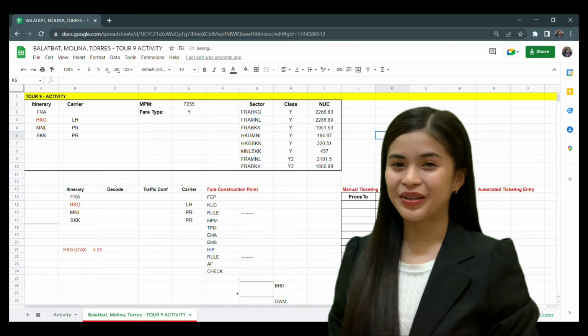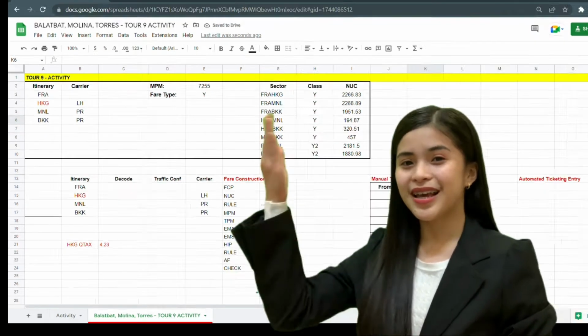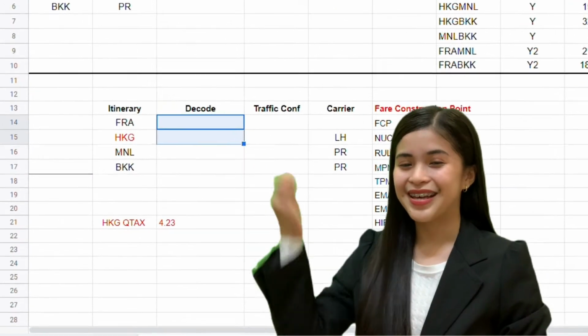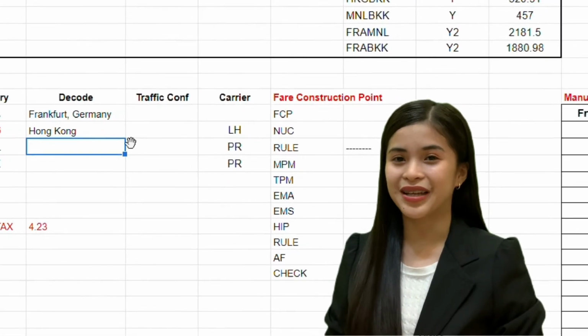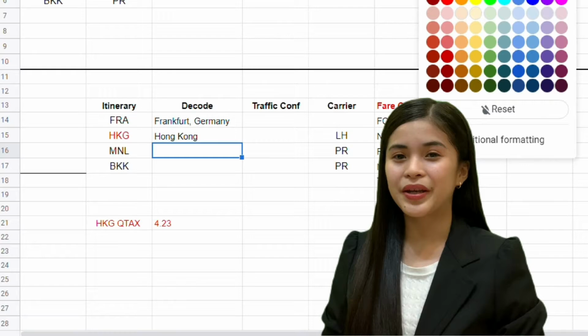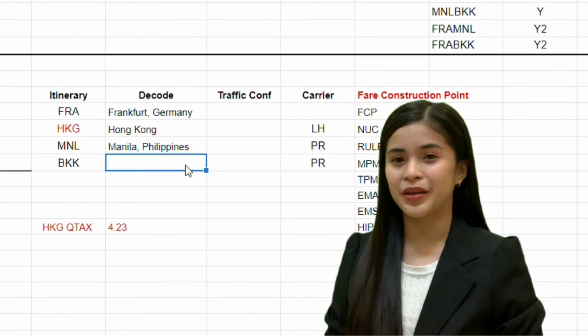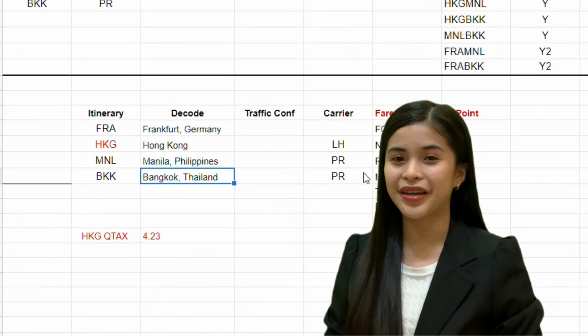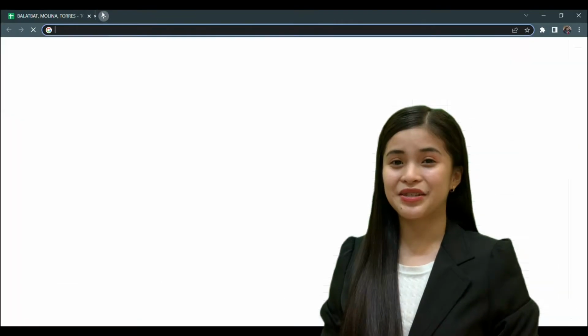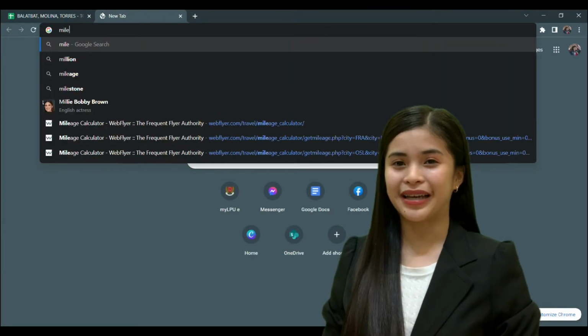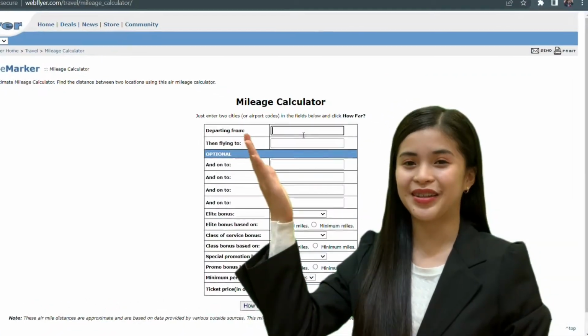To begin the fare construction computation, take a look at the given itinerary. The flight will take from Frankfurt, Germany to Hong Kong via Lufthansa. From there, Philippine Airlines will take you to Manila, Philippines, then will be going to Bangkok, Thailand via the same airline. The first step is to identify the ticket point mileage per leg through the use of the mileage calculator.